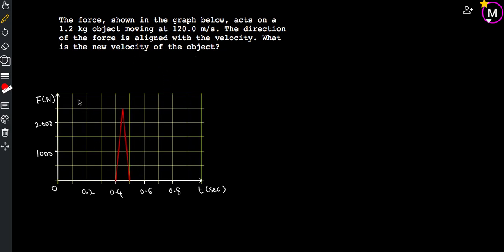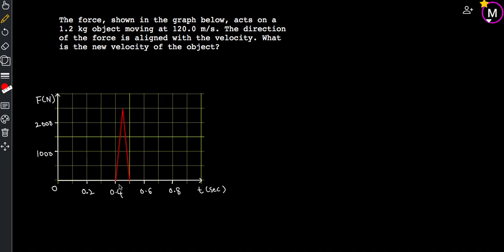So here the graph shows the F-t curve. So force and time, with time on the x-axis and force on the y-axis. So the maximum force applied, and they are asking to find out the velocity at this point. So this is 0.4 seconds and this is 0.5 seconds.